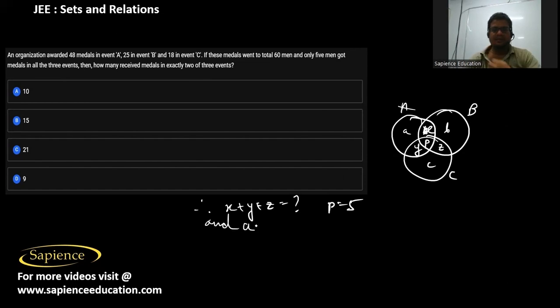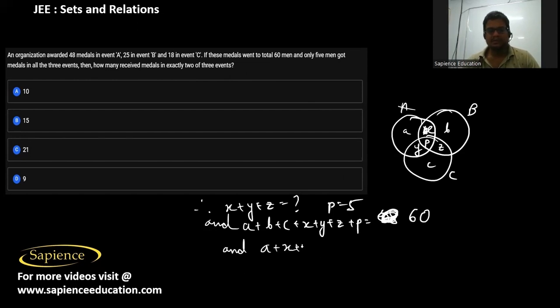And a plus b plus c plus x plus y plus z plus p is equal to 60. And 48 medals awarded in event A means a plus x plus y plus p is equal to 48, and 25 in event B, so it means x plus p plus b plus z is equal to 25, and 18 in event C, so it means y plus p plus z plus c is equal to 18.